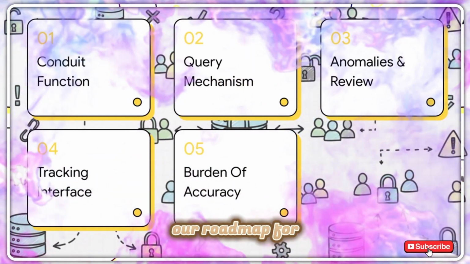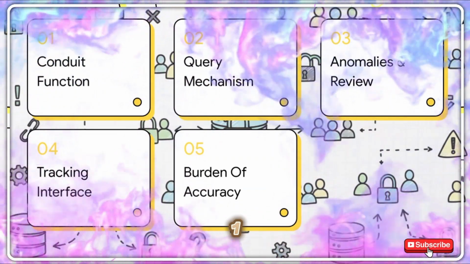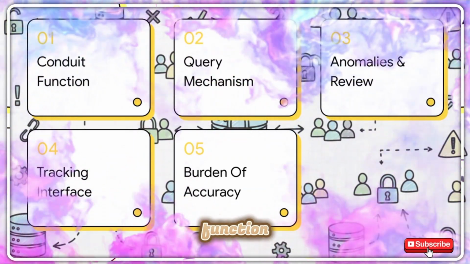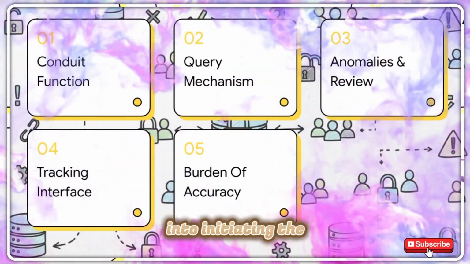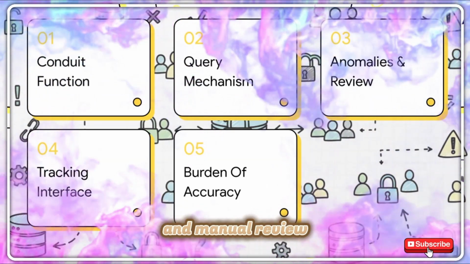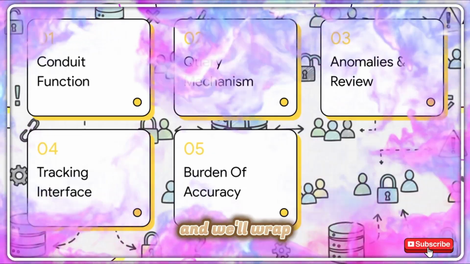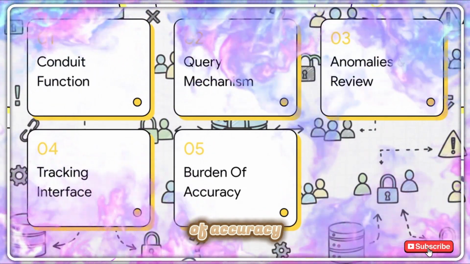Okay, so here's our roadmap for the analysis. We'll kick things off with Section 1, the verification conduit function. Then we'll move into initiating the query mechanism, followed by anomalies and manual review. After that, we'll cover tracking interface mechanics, and we'll wrap the whole thing up with the burden of accuracy.